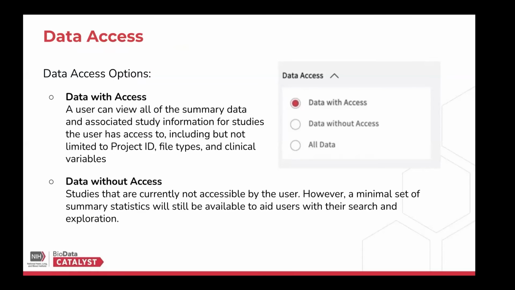Most people will also notice that we have this toggle at the top where it's the data access options. So when everyone first arrives at the exploration page, you'll see that you're always on data with access. Once you've signed in with your NIH login, you'll be shown all the data sets you have access to.